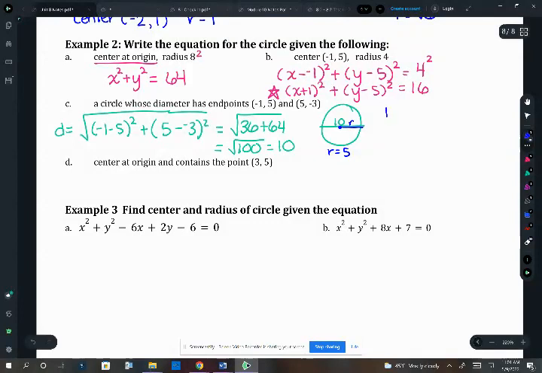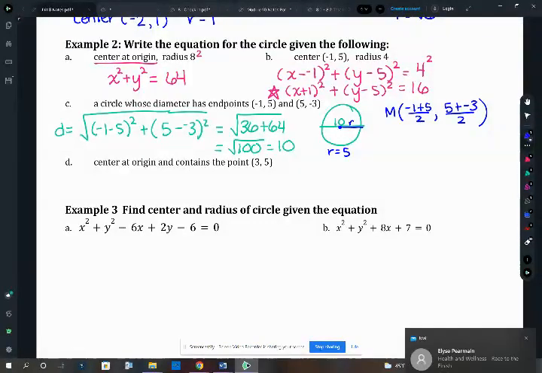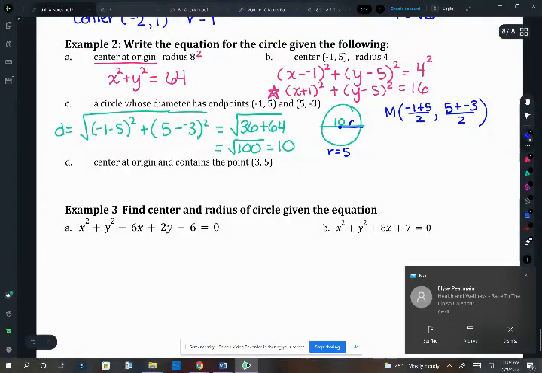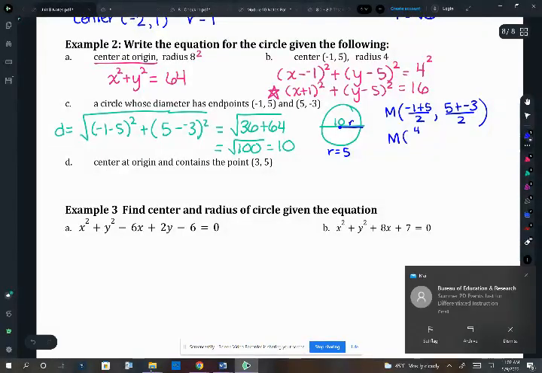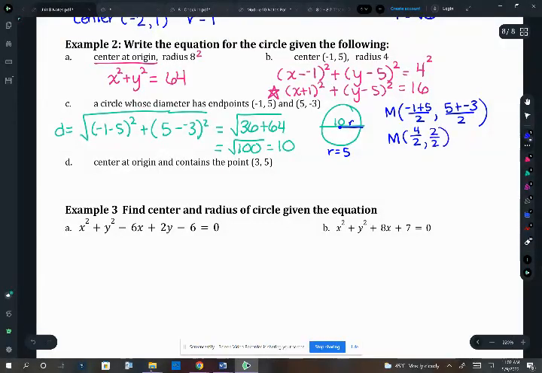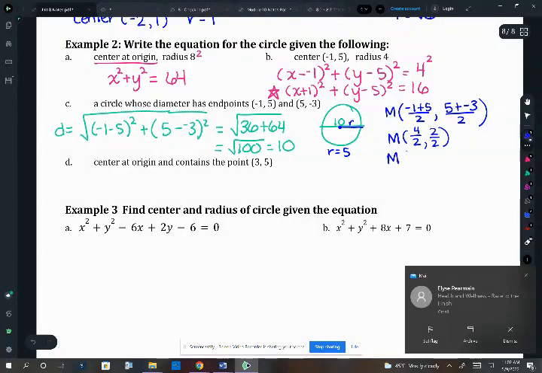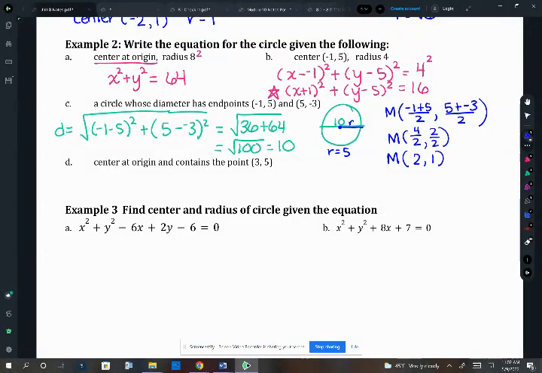So if I do the midpoint formula, again, that's adding your x's together: -1 plus 5 divided by 2, and then add your y's together, 5 plus -3 divided by 2. And so if I do that, we'll get -1 plus 5 is 4 over 2, 5 plus -3 is 2 over 2, which makes my midpoint, which is the center of my circle, (2, 1). And so then you would use that to write your equation.